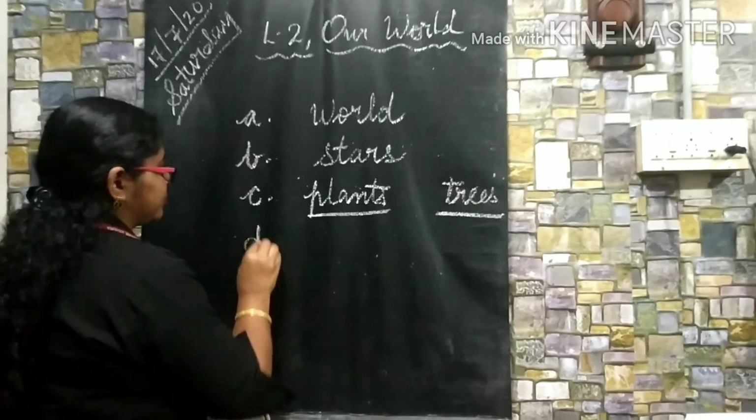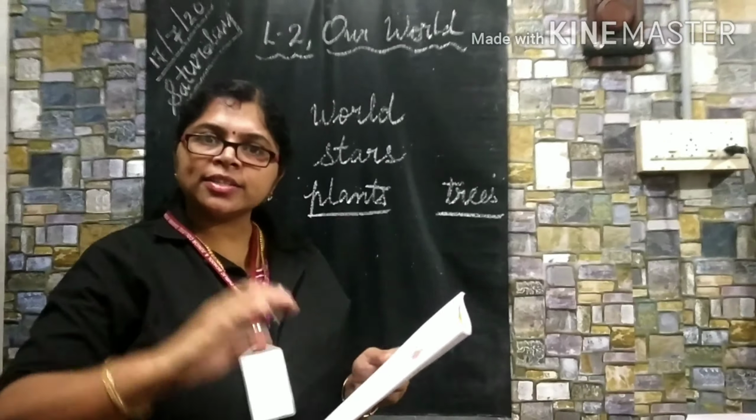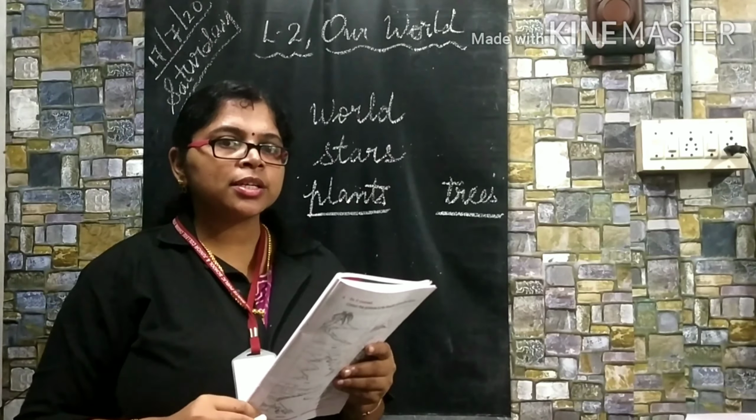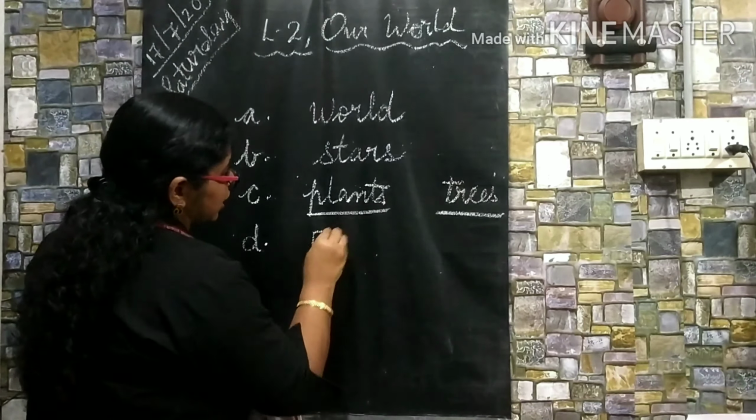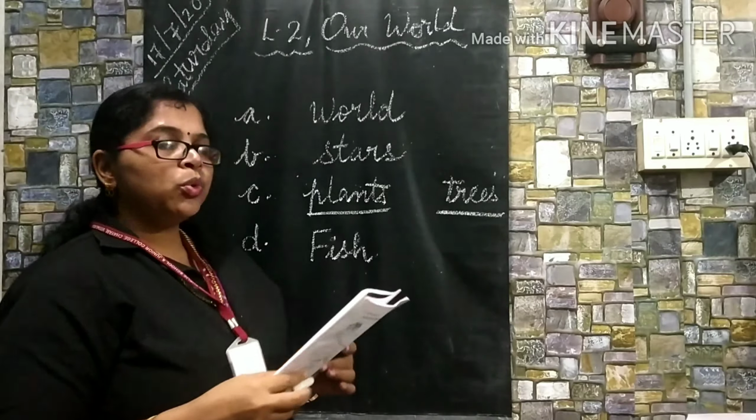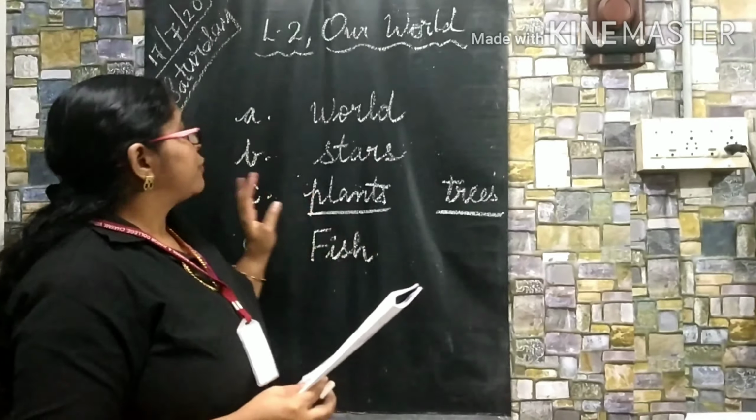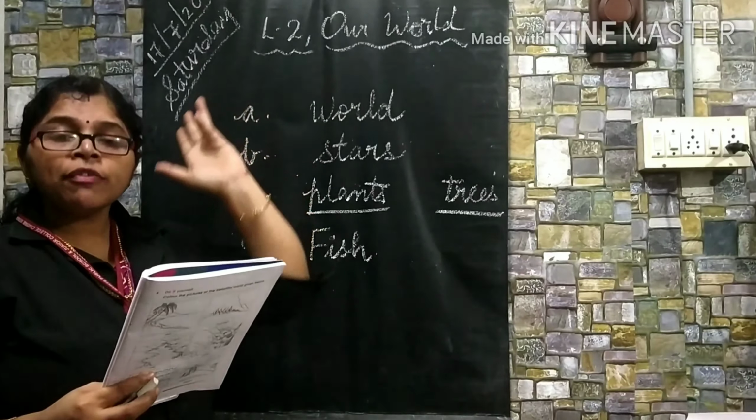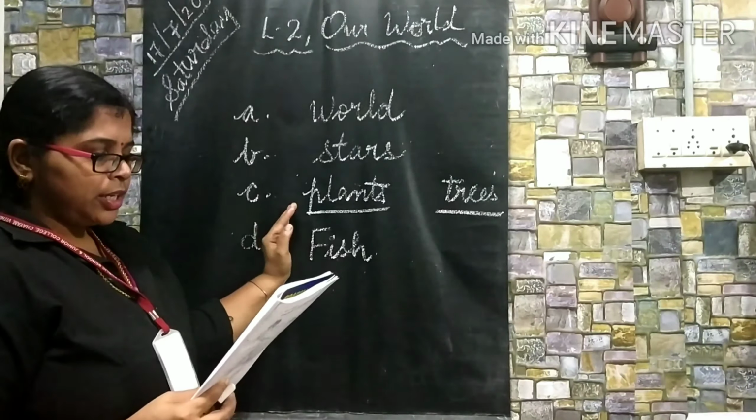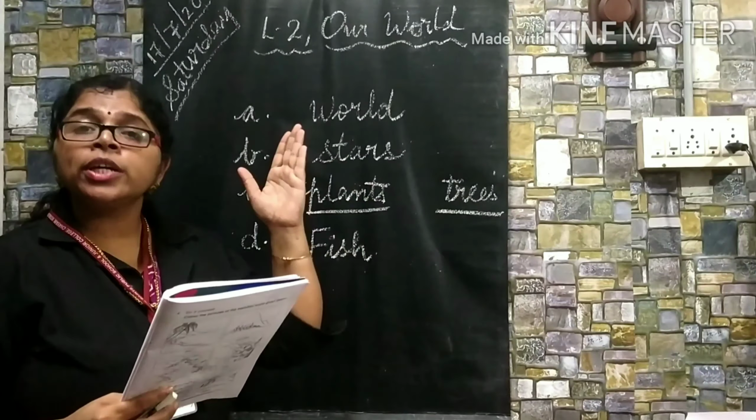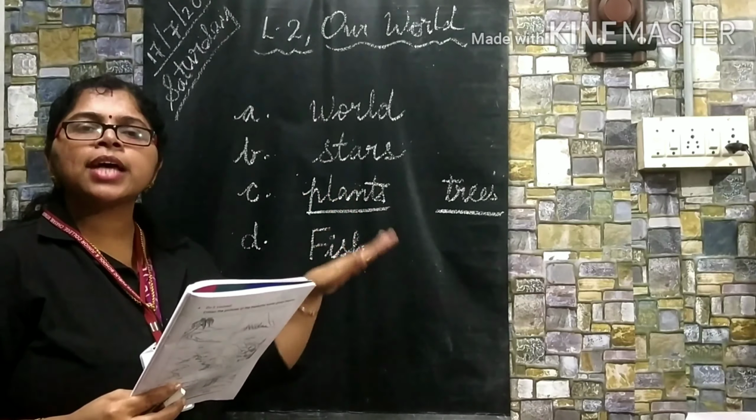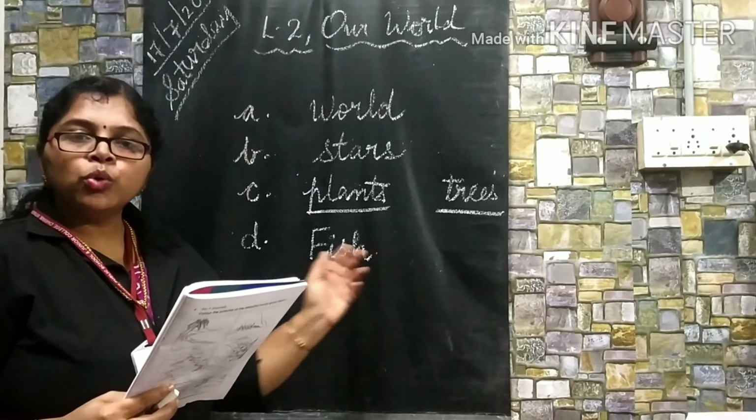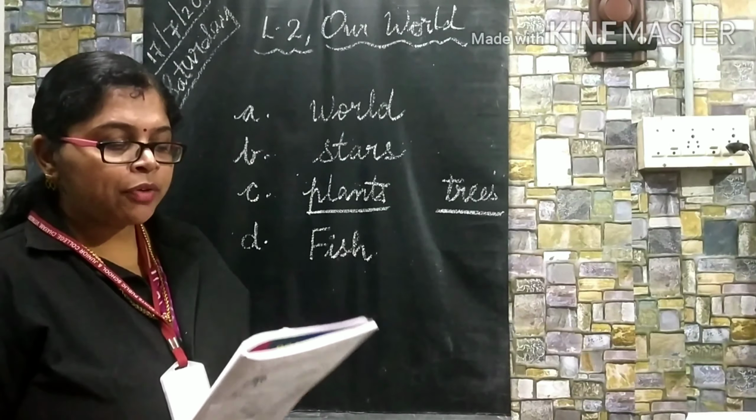Now next one. D. Dash dance in the blue waters. What dance in the blue waters, children? You learnt it in the last class. Very good. Fish. Fish dance in the blue waters. Okay. So, first one, the world is a beautiful place to live in. Second one, the sky is full of twinkling stars. Third one, flowering plants and fruit trees are home to colorful birds and insects. Now, next one, fish dance in the blue waters.